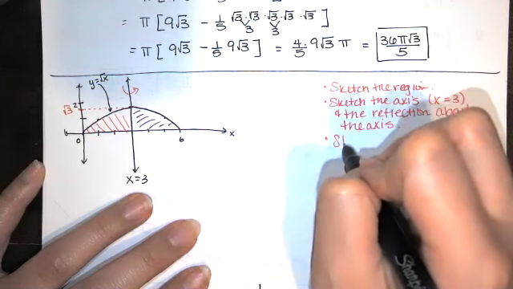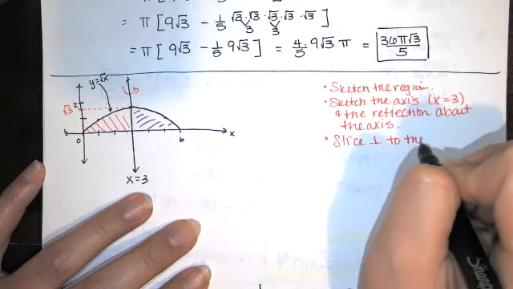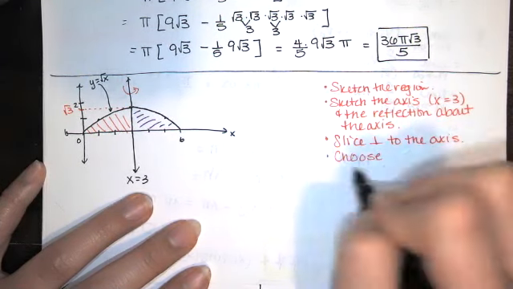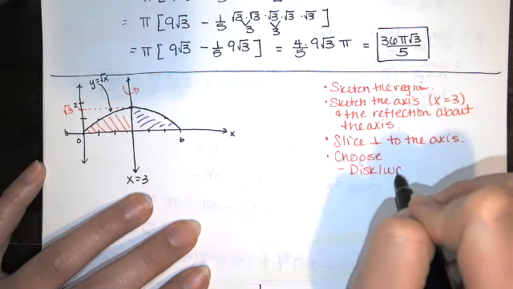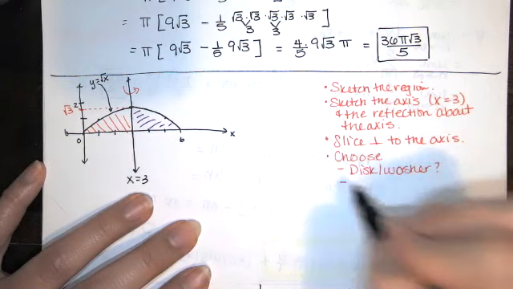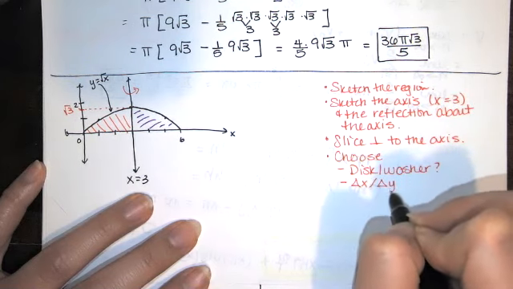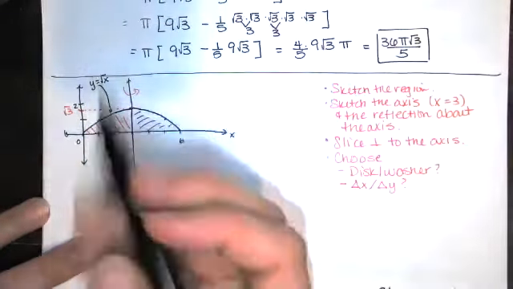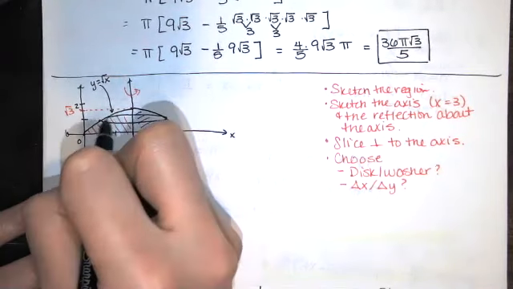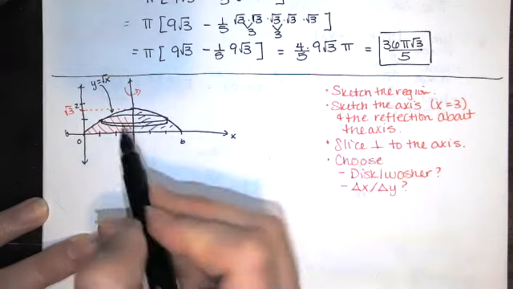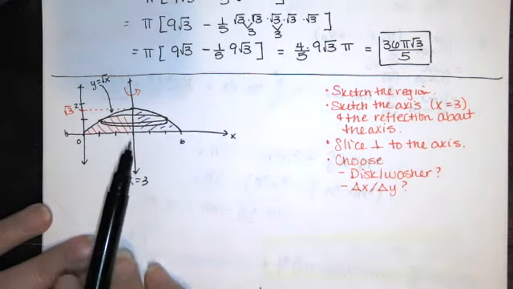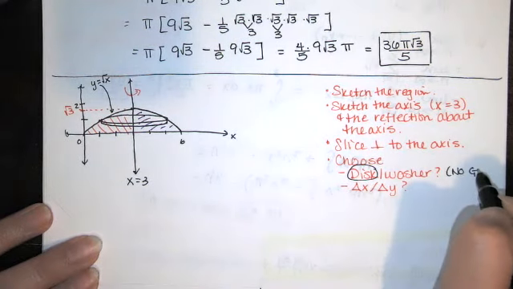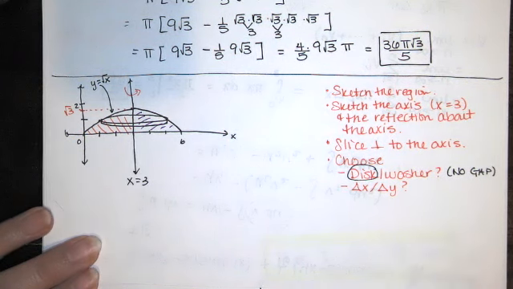Then we want to slice perpendicular to the axis. And then we want to make some decisions. Is the disk method or the washer method appropriate here? And then we ask ourselves, are we integrating with respect to x or with respect to y? Well, when I slice perpendicular to this axis, like I'm slicing a loaf of bread, I get something that looks like this. Now there are no gaps between our original region and the axis. Since there's no gap, that means we're going to use the disk method. If there is a gap, we use the washer method.